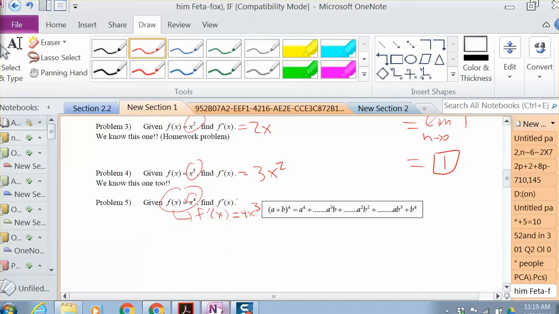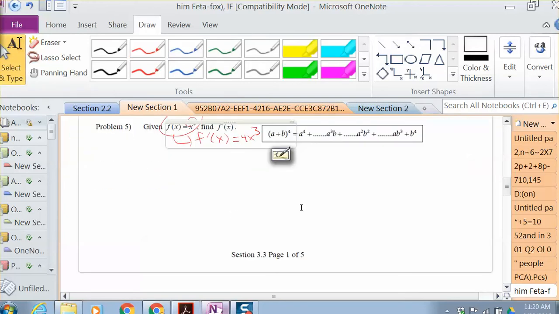X squared is 2x, x cubed is 3x squared, x to the 4th is 4x cubed. So moving the exponent down in front of x, and dropping the exponent by 1, and of course, whatever coefficient you have, multiply by that. But let's work out problem 5 by hand really quickly, using the limit definition, and see if it's going to equal 4x cubed, and maybe our conjecture is true. And then we have a shortcut.